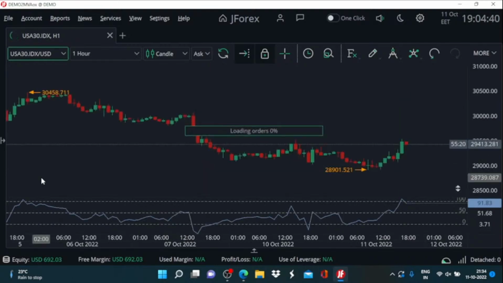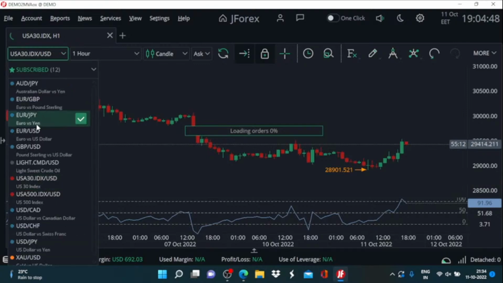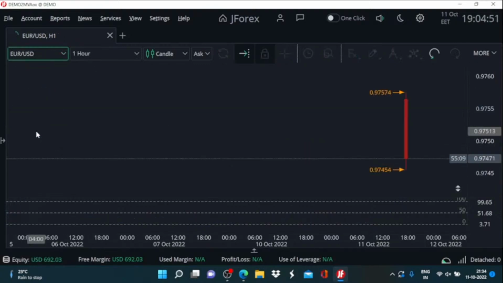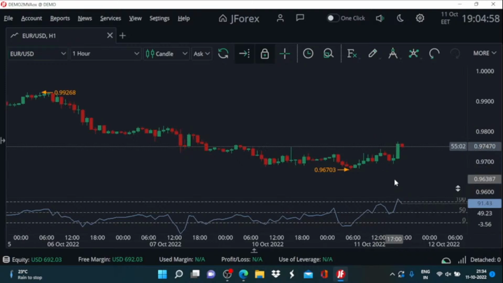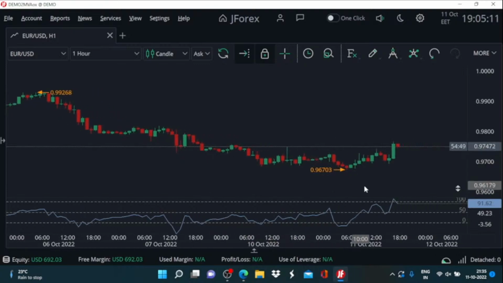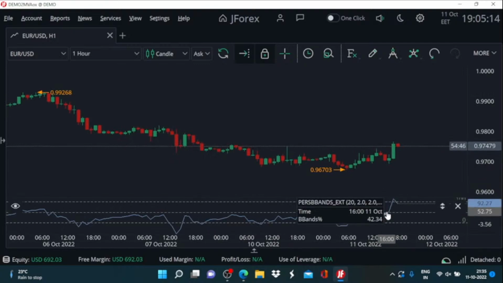Now we are just taking a look at US 30, the Dow Jones Industrial Average. Now I will revert back to USD JPY, or we can even go back to using the Euro USD, which is the most widely used currency in the forex market. Oh, in the last hour, the Euro USD seems to have jumped to the day's high, and it is now trading closer to 0.975.